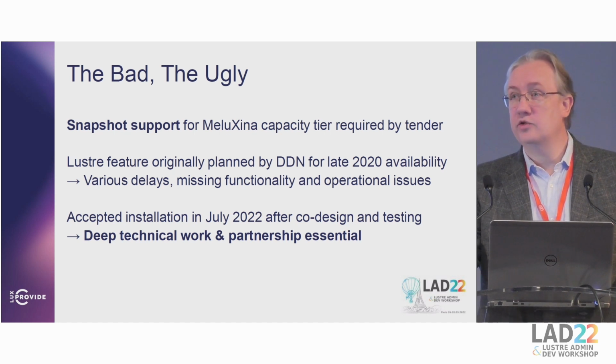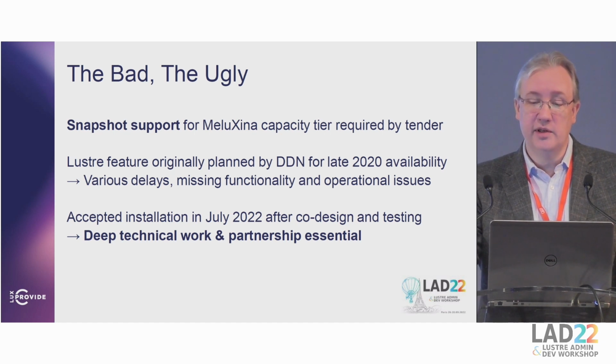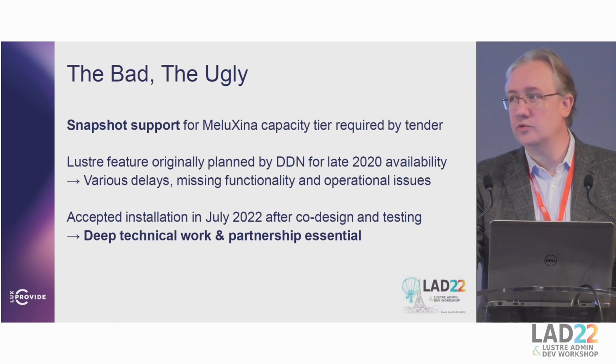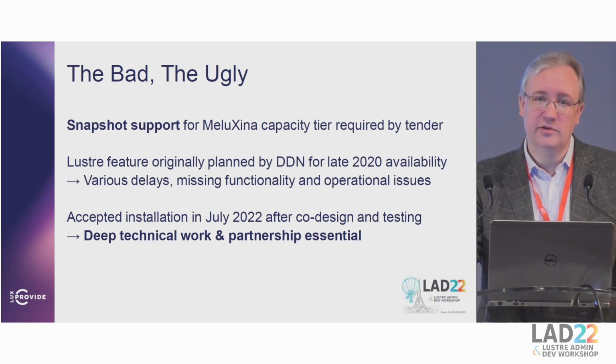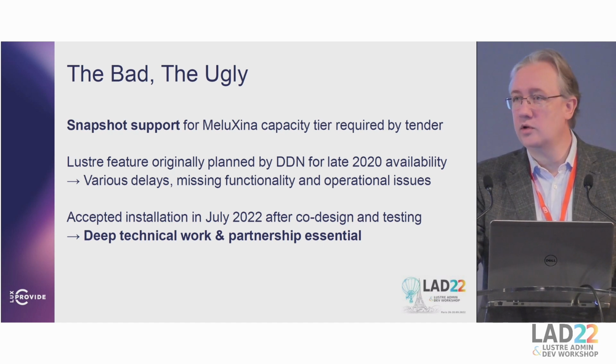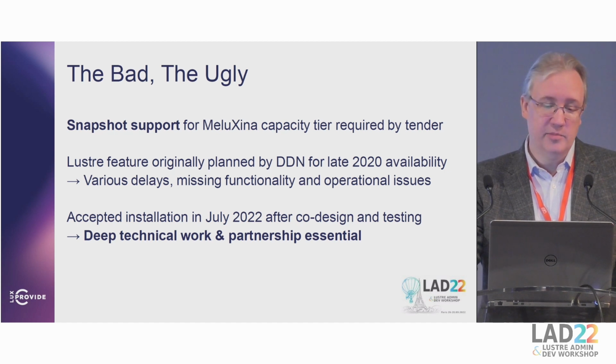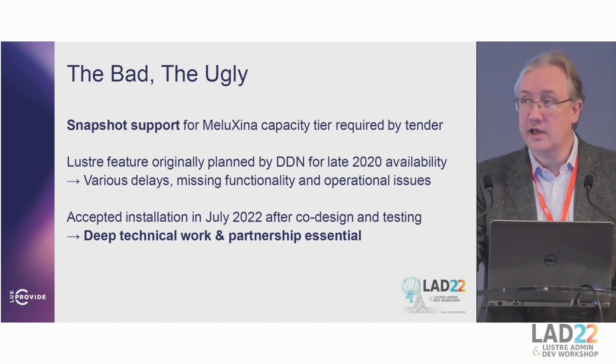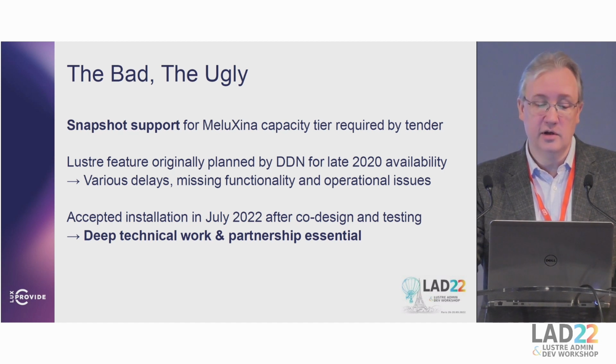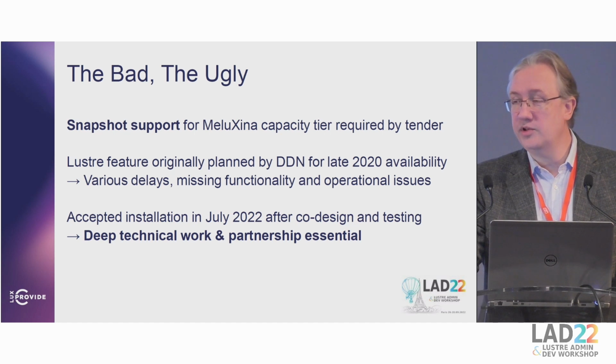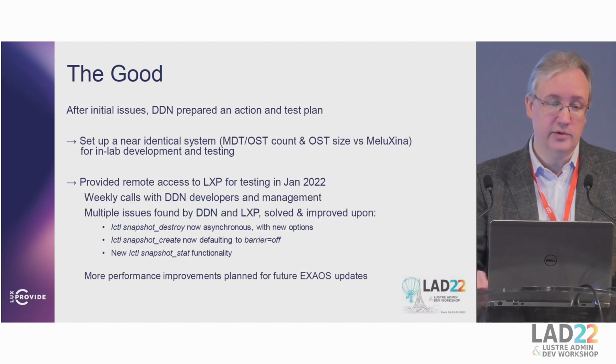And then when we got to the actual implementation of it, we ran into multiple operational issues with regards to availability of the file system. I will not go into all of the nitty-gritty details here, but it was a long, drawn-out process. Eventually, the system was accepted in July 2020. After co-design and testing, we did deep technical work; partnership with DDN here was essential. That's what the next slide will be about.